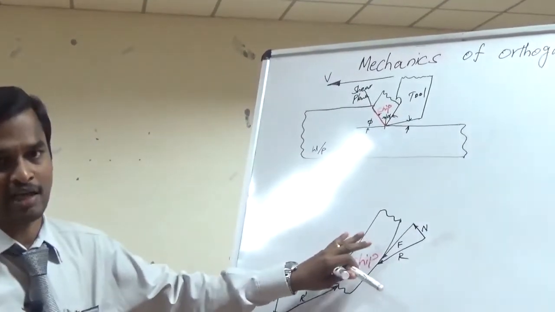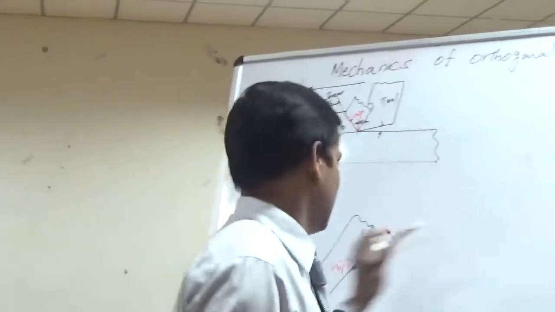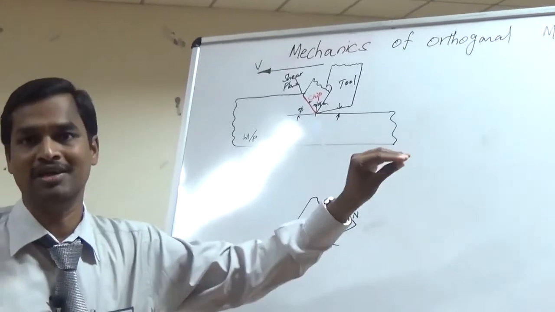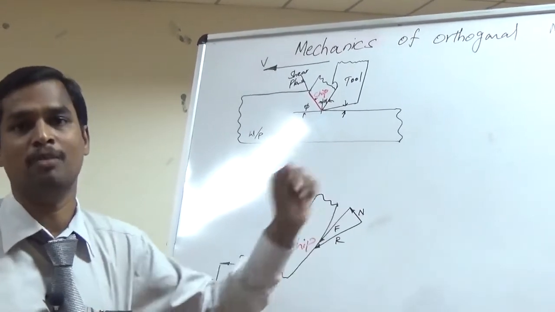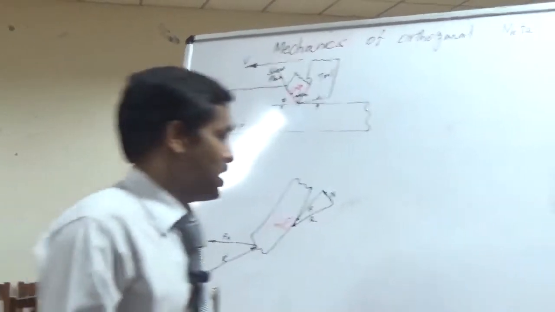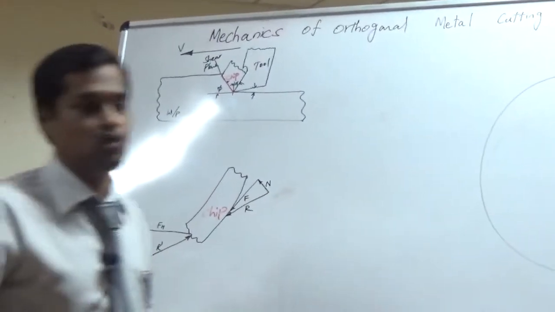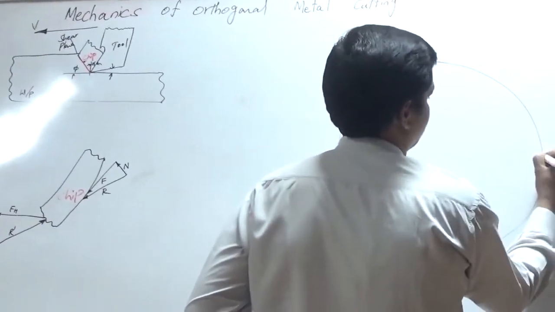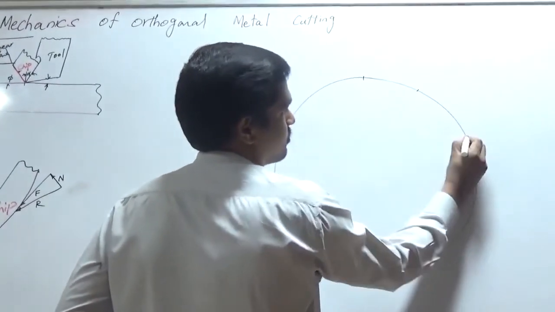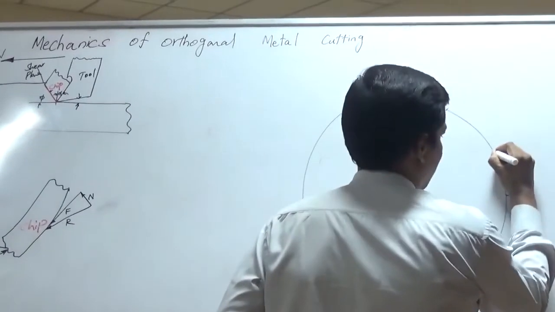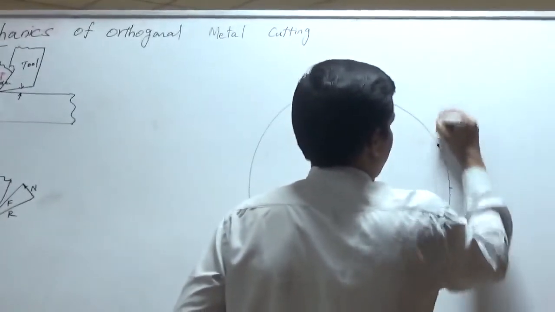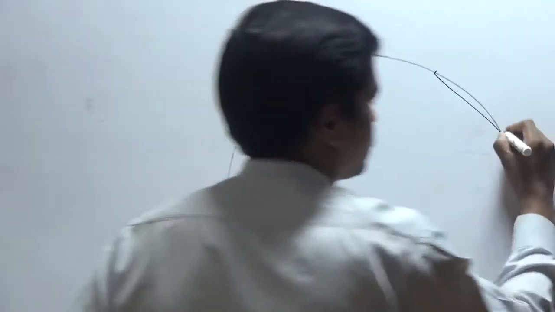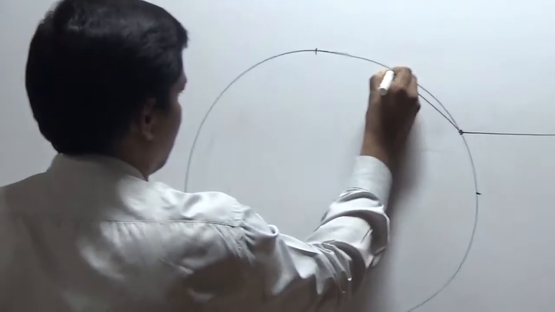So this is the isolated diagram of a chip, and all these forces can be represented in a circle which is called the cutting force circle, most commonly called the Merchant circle, which is the easiest way to represent the cutting tool forces. So here I am marking the cutting tool edge, and the shear plane is like this, and I am recreating this.